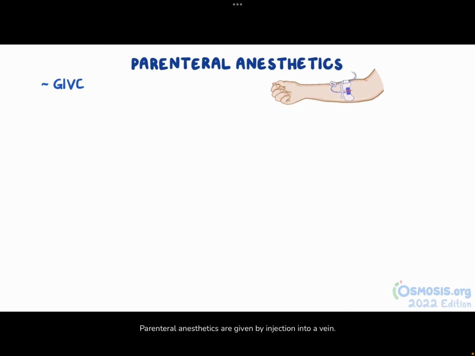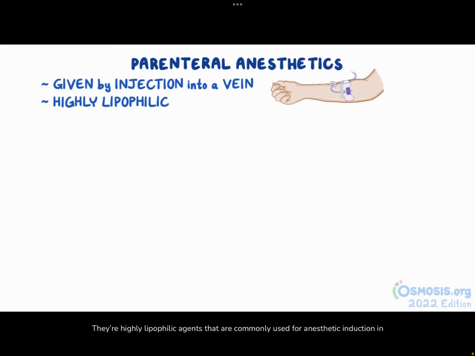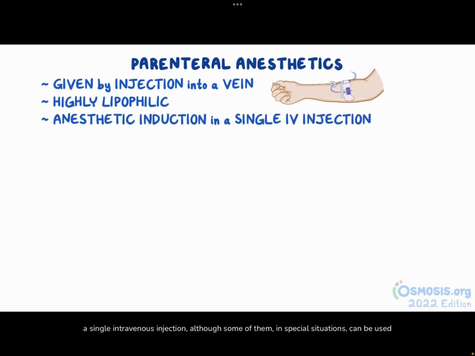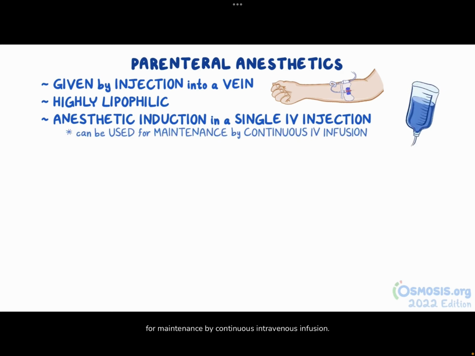Parenteral anesthetics are given by injection into a vein. They're highly lipophilic agents that are commonly used for anesthetic induction in a single intravenous injection, although some of them, in special situations, can be used for maintenance by continuous intravenous infusion.